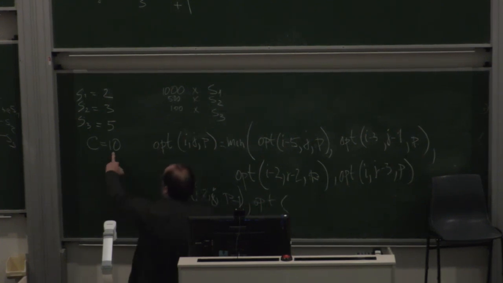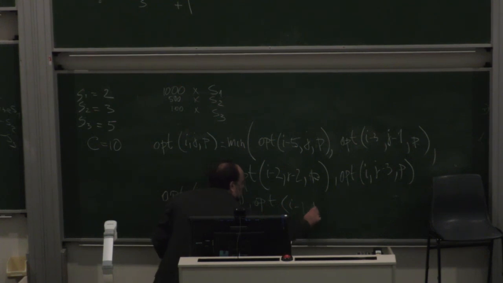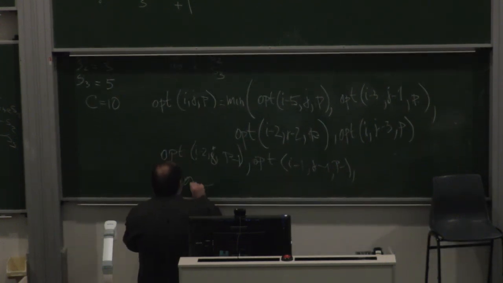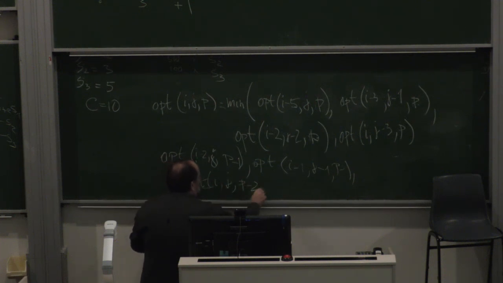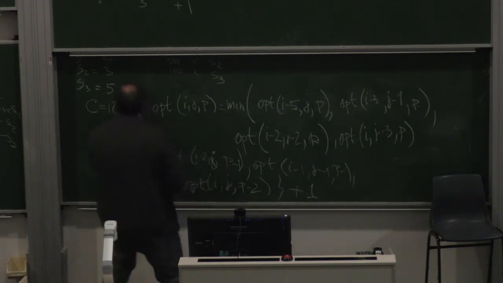of what will it be? So I can put 1 of these and only 1 of these and 1 of these. This would be 5 and 5, so it's 10. So it's I minus 1, J minus 1, and P minus 1. And finally, the very last one will be opt I, J, and then P minus 2 plus 1, because we are filling one of the boxes.